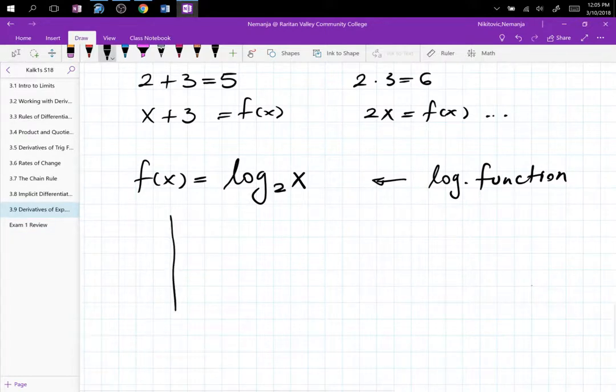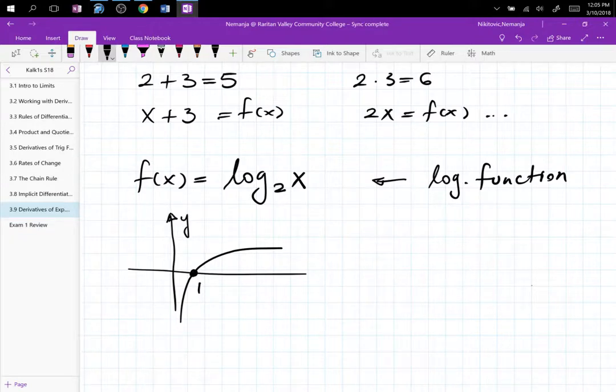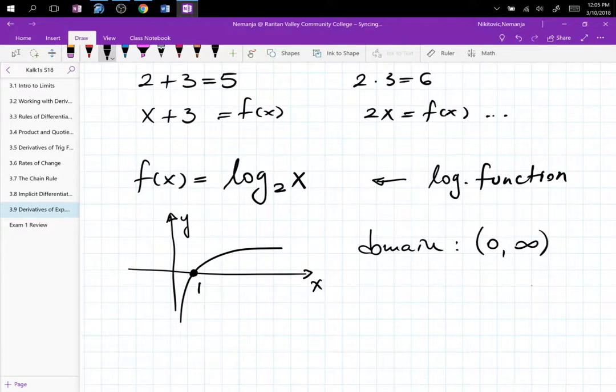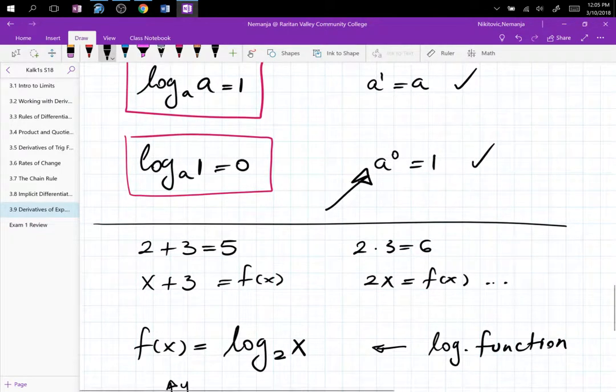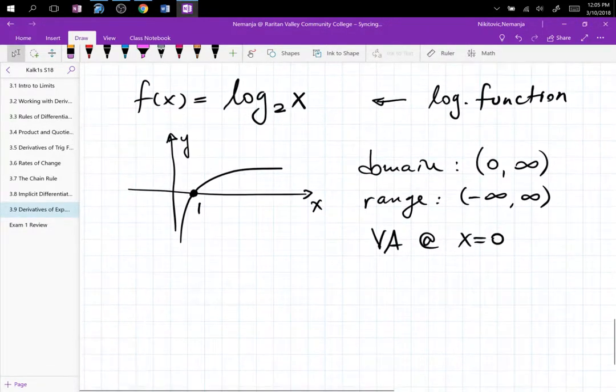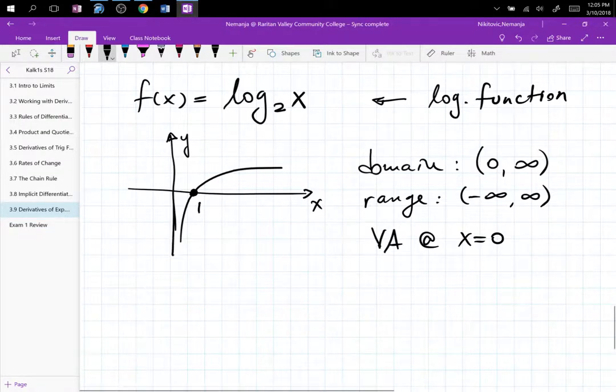So what is the graph for log? The graph for log is this, going through 1. What is the domain for log? It's 0 to positive infinity. And what is the range? It's negative infinity to positive infinity. Observe that the 0 is not included in the domain because there is a vertical asymptote at x equals 0. Do you see now that you can't plug in a 0 there? Right? It doesn't work. x equals 0 doesn't work.